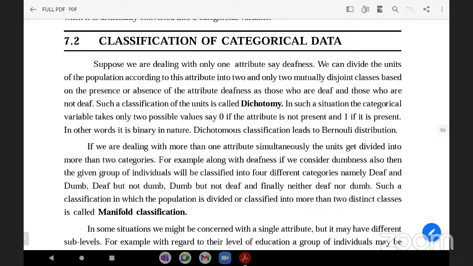Dichotomy classification leads to a Bernoulli distribution, based on how the classification of the data is decided. If we are dealing with more than one attribute simultaneously, the units get divided into more than two categories. Here, the one data set is classified into many categories, and only with simultaneous observations can we classify and analyze.